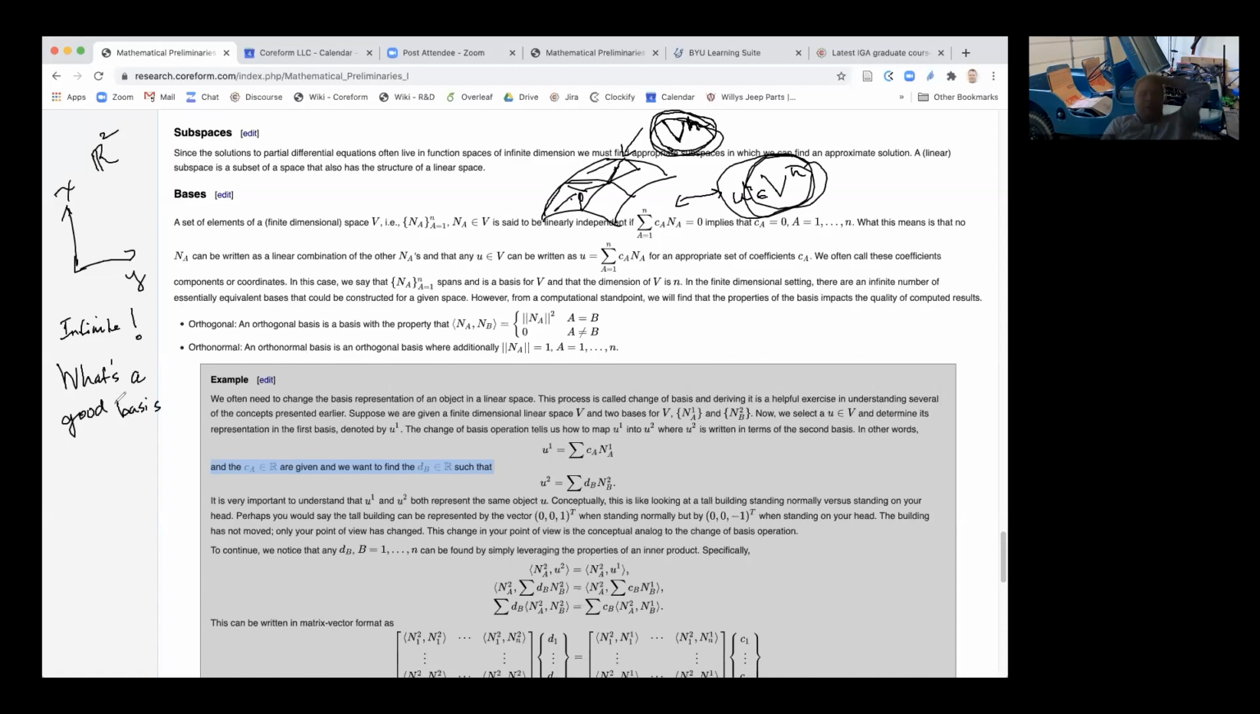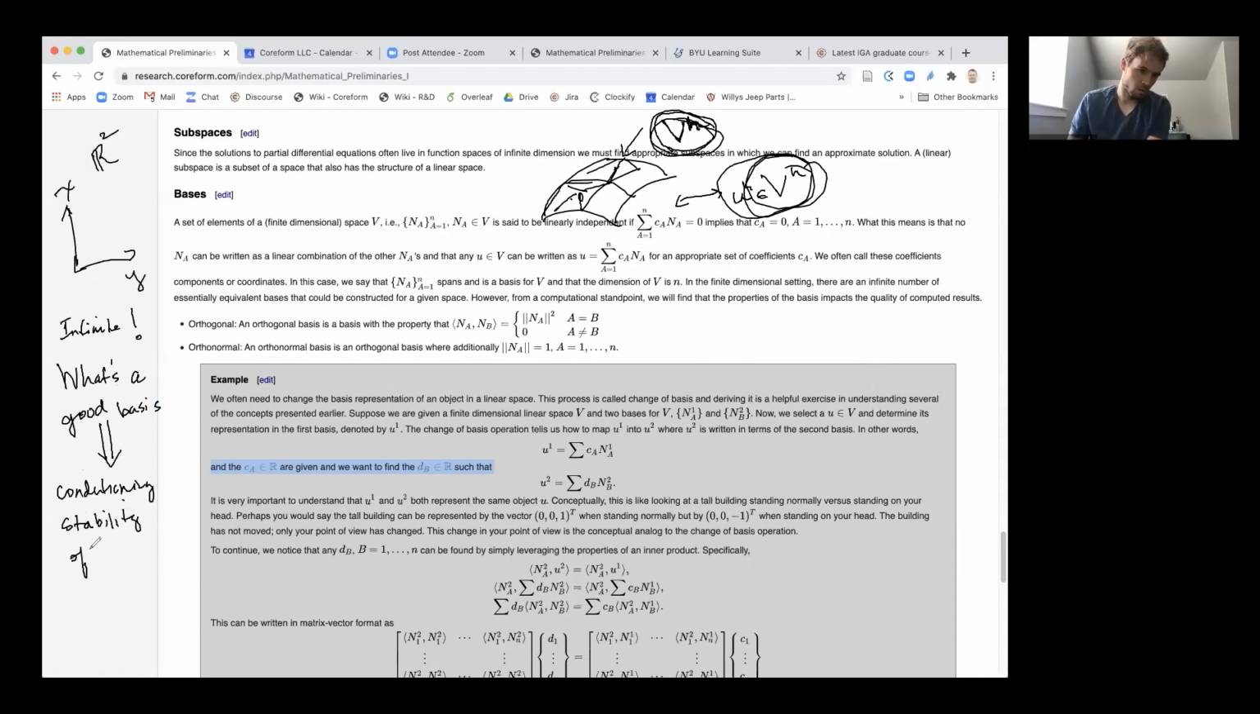What's a good basis? This leads to terms like conditioning, stability, efficiency, invertibility, and so on and so on. They're nothing more than expressions of some characterization of what makes a good basis.